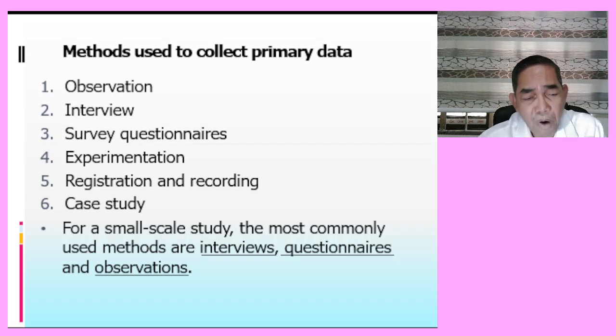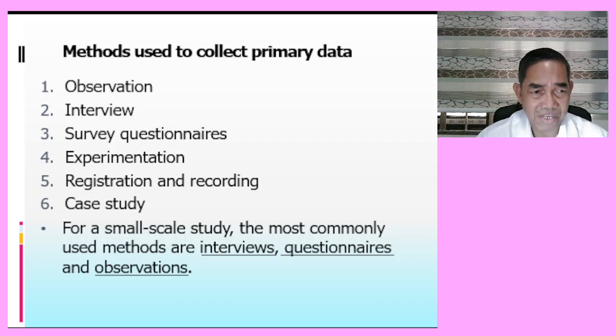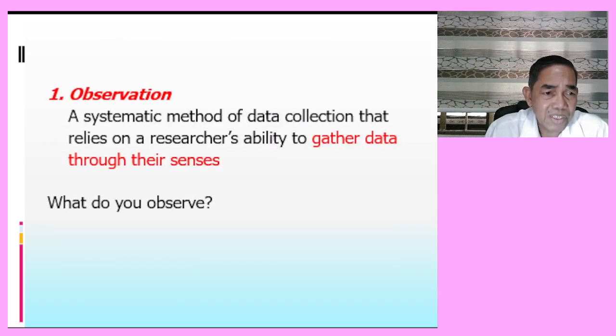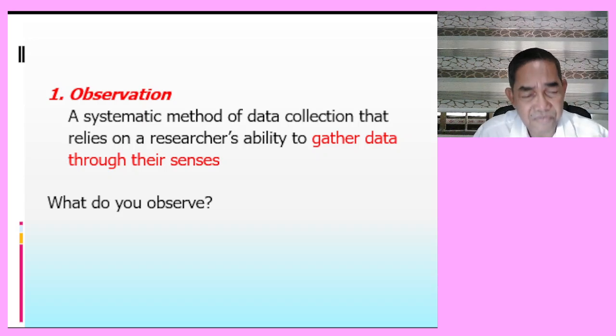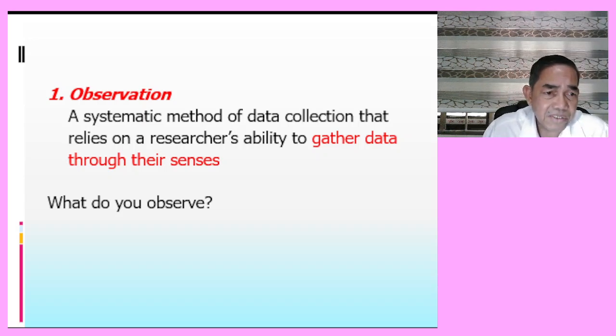You see, for small scale study, the most commonly used methods for collecting primary data are interviews, questionnaire, and observation. So again, as I said, we'll discuss each of these one by one. So we first discuss a method of data collection, that is observation. That's a systematic method of data collection that relies on the researcher's ability to gather data through their senses.